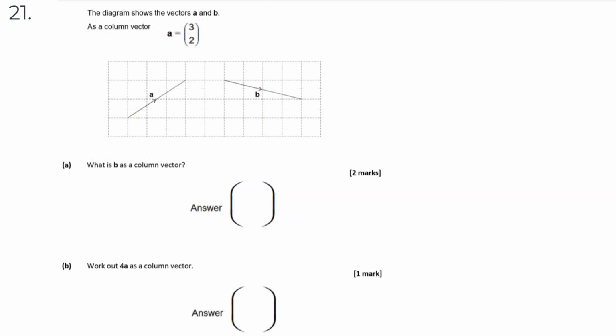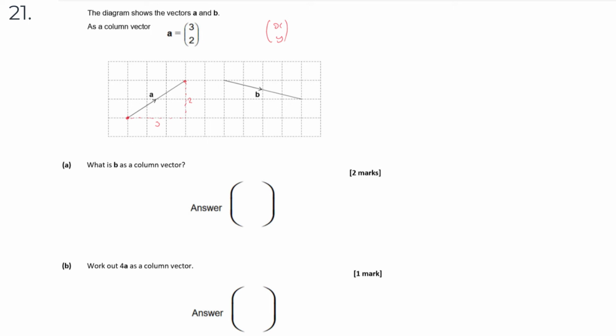The diagram shows the vectors a and b. As a column vector, a equals 3, 2. Yeah, it is, because you can see if you're going from one end of a to the other end of a, you're going along 3 and you're going up 2. Can you see 3 along and 2 up? Okay, so that makes it the vector 3, 2, because in column vectors, the top number is in the direction of x and the bottom number is in the direction of y.